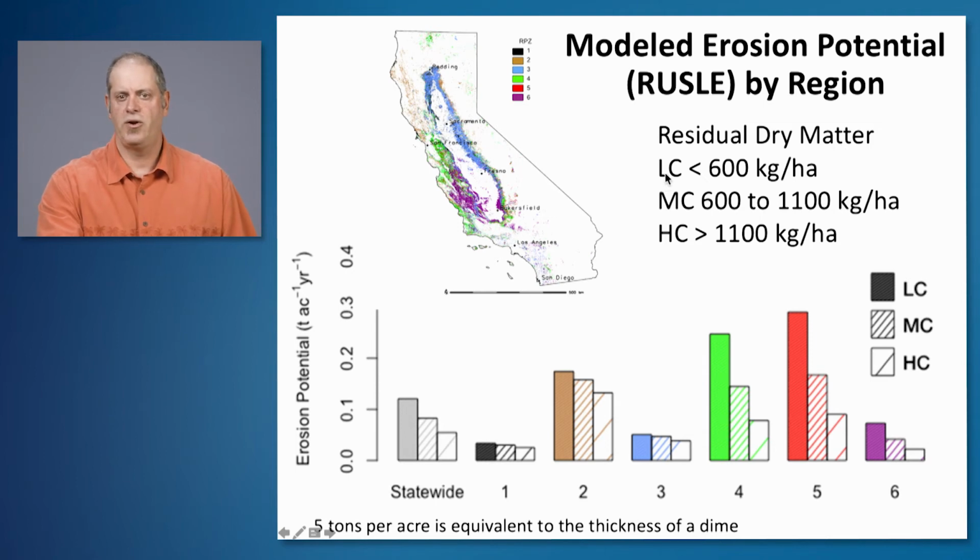We assumed a scenario of low cover, less than 600 kilograms per hectare of residual dry matter. We simulated a moderate cover between 600 to 1,100 kilograms per hectare of residual dry matter, and high cover, greater than 1,100 kilograms of residual dry matter per hectare. And so these different cover values are expressed here as a dense hatching, a loose hatching, and a very, very single-lined hatch. Those are the 3 scenarios.